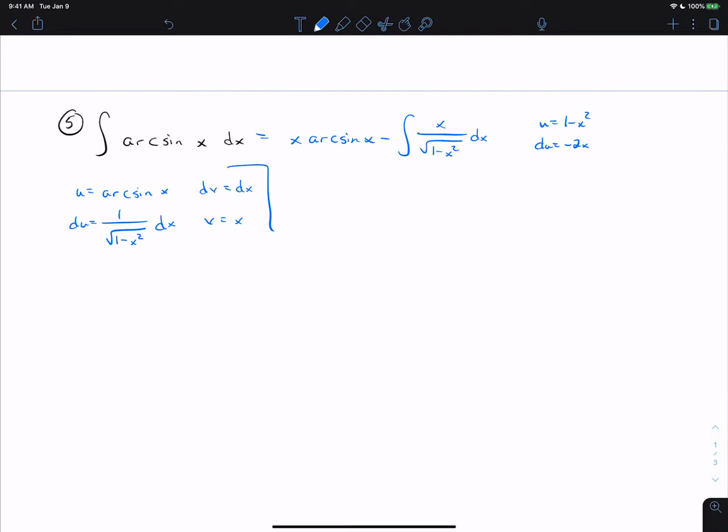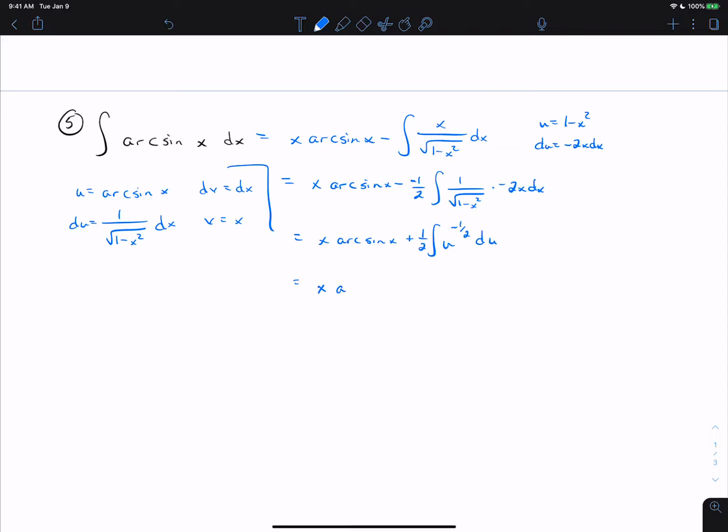du is negative 2x dx. This is for u substitution, not parts. So we get x arc sine x minus negative 1/2 integral 1 over the square root of 1 minus x squared times negative 2x dx. That gets us x arc sine x plus 1/2 times the integral of u to the negative 1/2 du. U to the negative 1/2 because it's 1 over the square root of u.